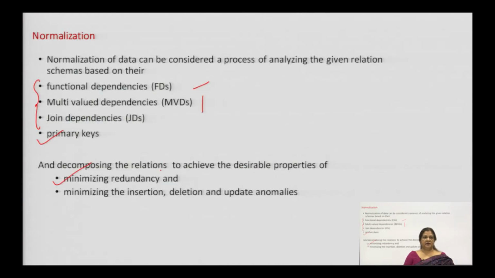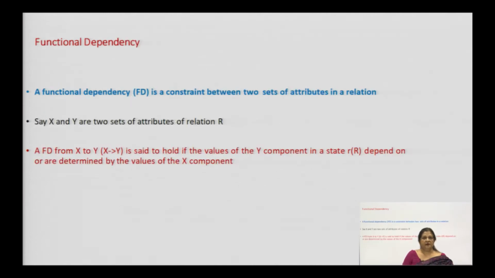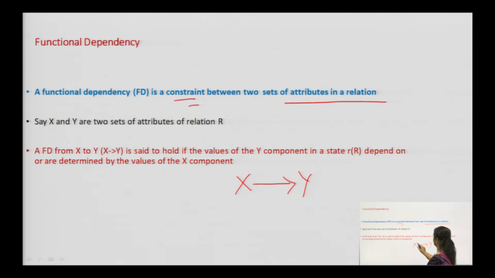Now, we said second, third and the Boyce-Codd normal form are based on the functional dependency. Let us see what a functional dependency means. A functional dependency, first let me tell you, is given by X to Y, where X can be a set of attributes, that is one or more attributes, and Y is a set of attributes, one or more attributes. A functional dependency is a constraint between two sets of attributes, X and Y.